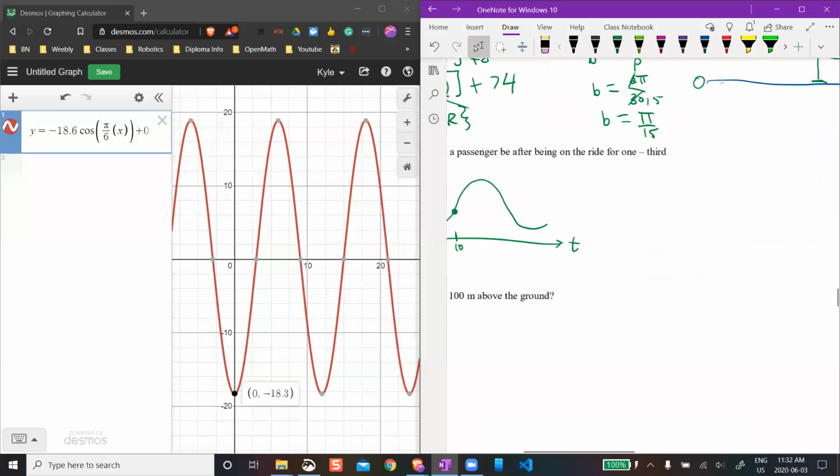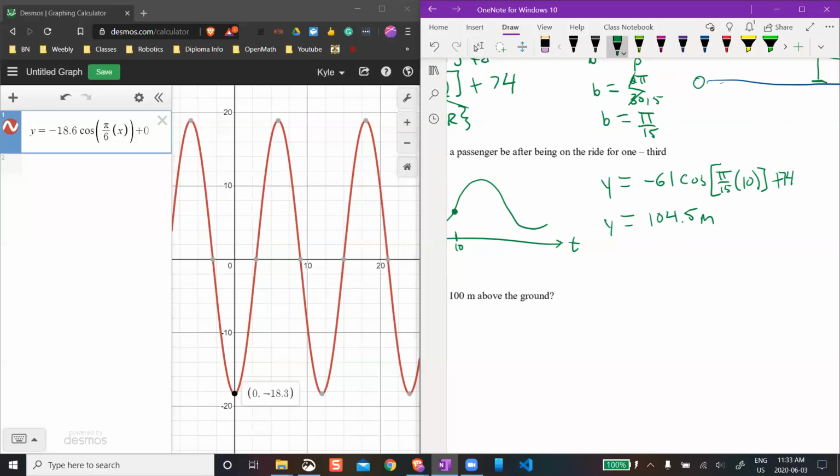So if you do that, we would end up with y equal to negative 61 cosine of pi over 15 times 10, plus 74. All right, so plugging that all in, you'd end up getting 104.5. So that's your height there, in meters.